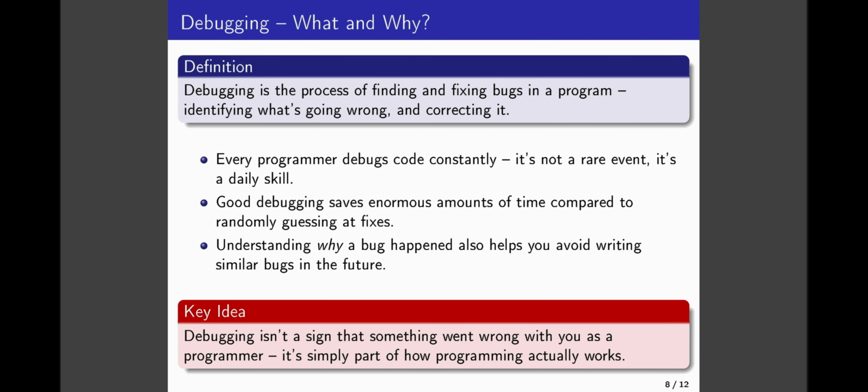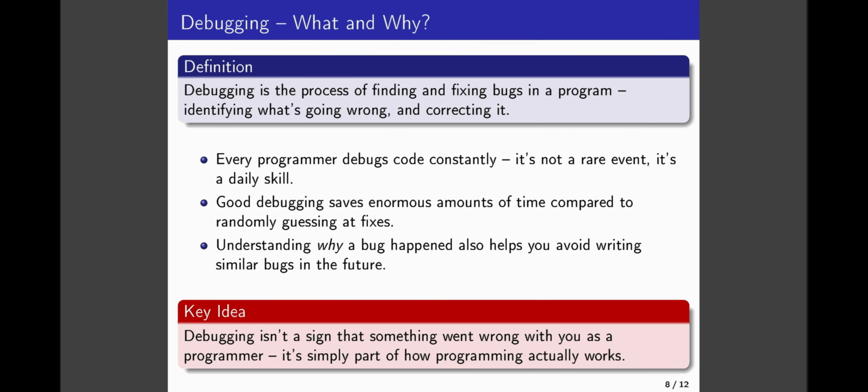And now we have covered different types of errors. Let's talk about the actual process of fixing them, which is debugging. Debugging is the process of finding and fixing bugs in a program, identifying what's going wrong and correcting it.